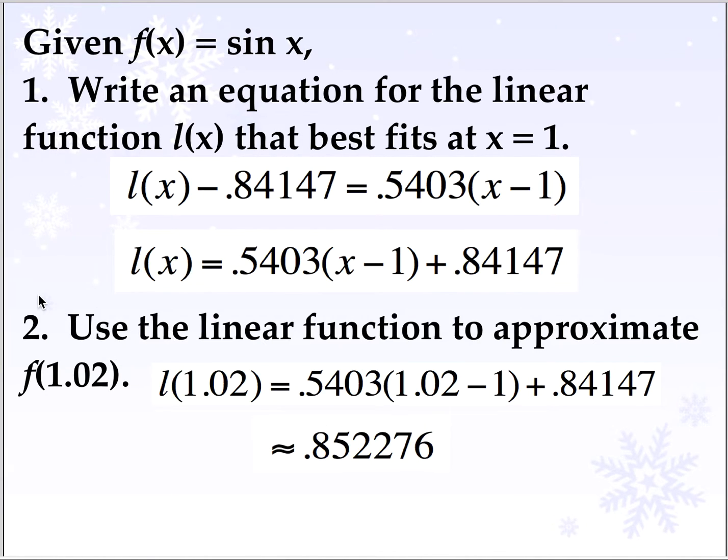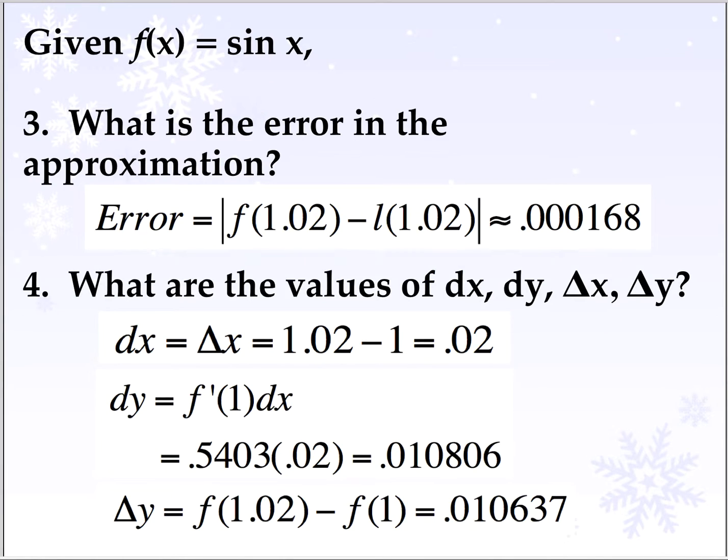So for number 2, it said use the linear function to approximate f of 1.02. When you plug 1.02 into the tangent line, you get a value of 0.852276. The third step, you were to calculate the error, and so that is the absolute value of the difference between the actual y value and the approximate y value, and you get 0.000168. So very close approximation there.